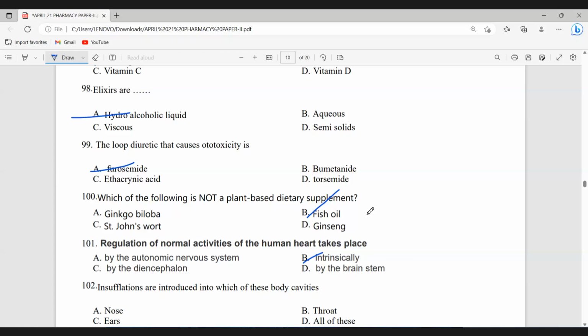The regulation of normal activities of the human heart takes place intrinsically by the cardiac conduction system. But the ANS, autonomic nervous system, can modulate the heart rate and strengthen the contraction.